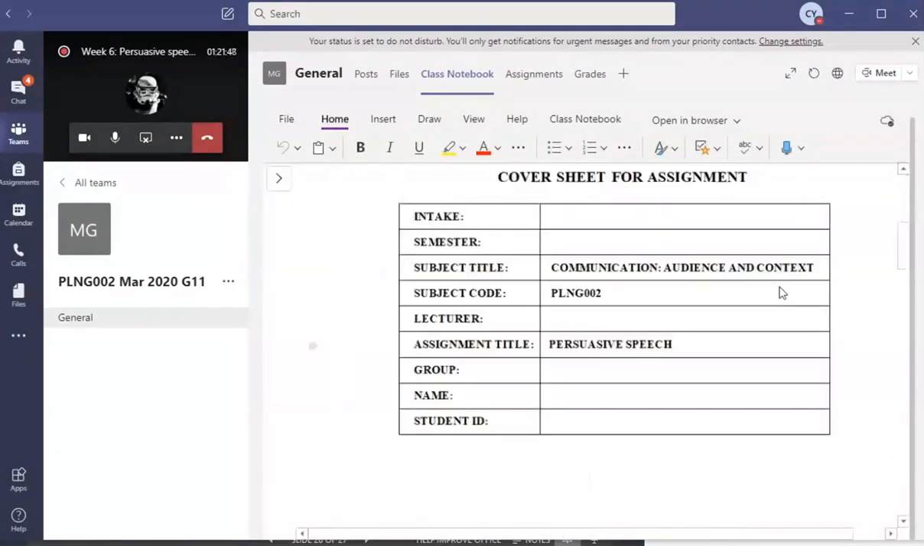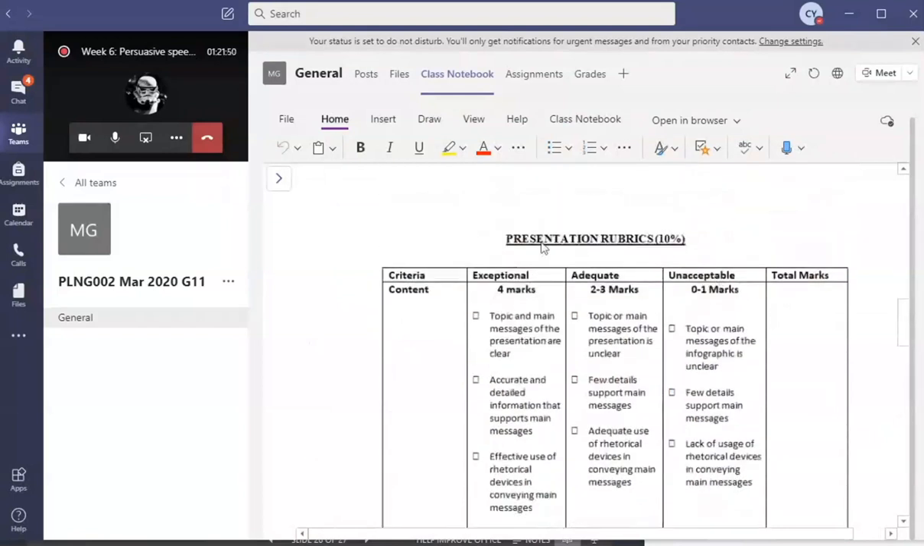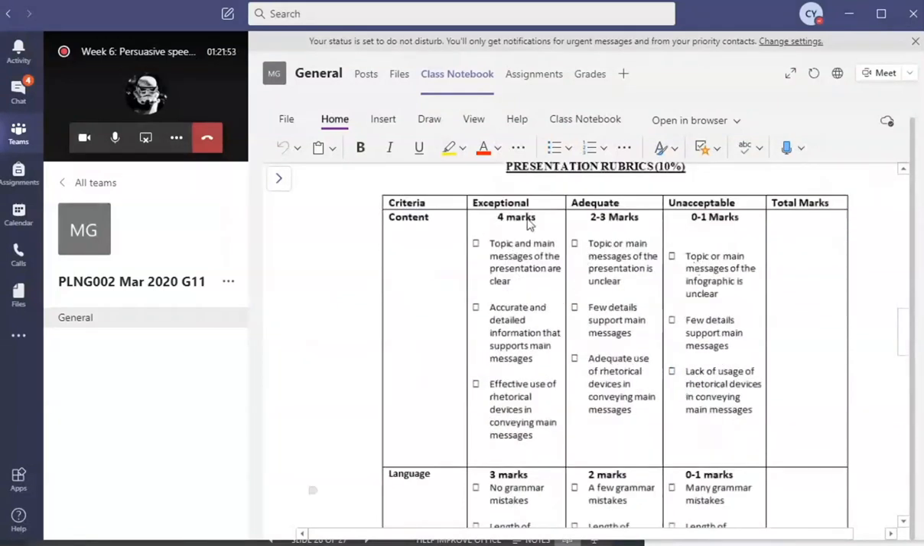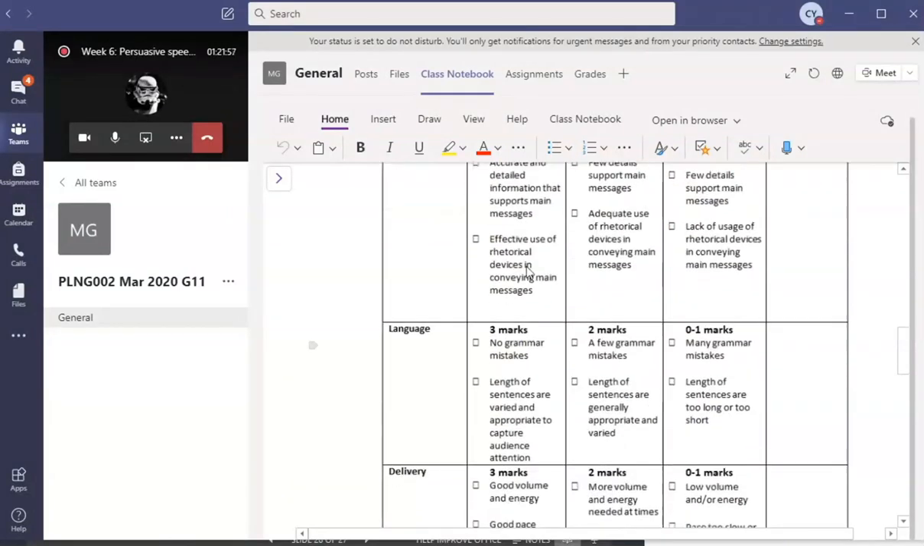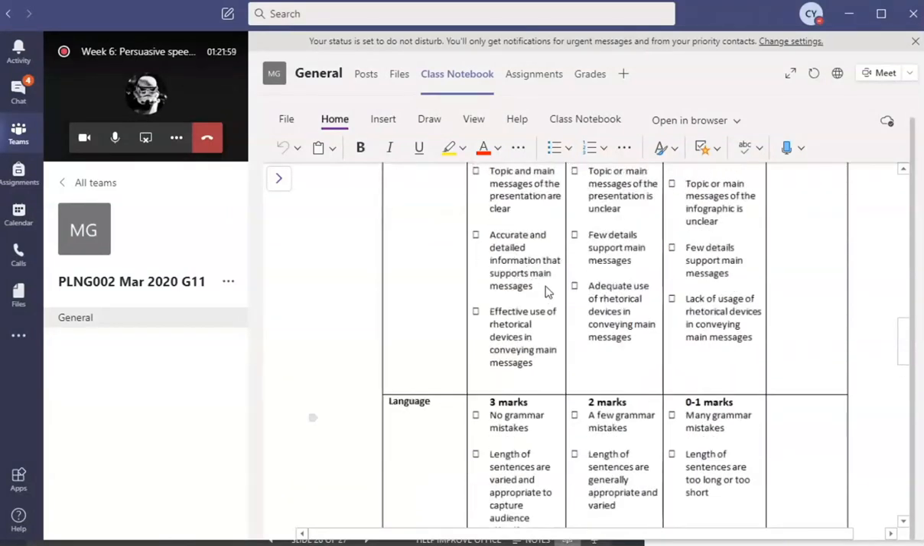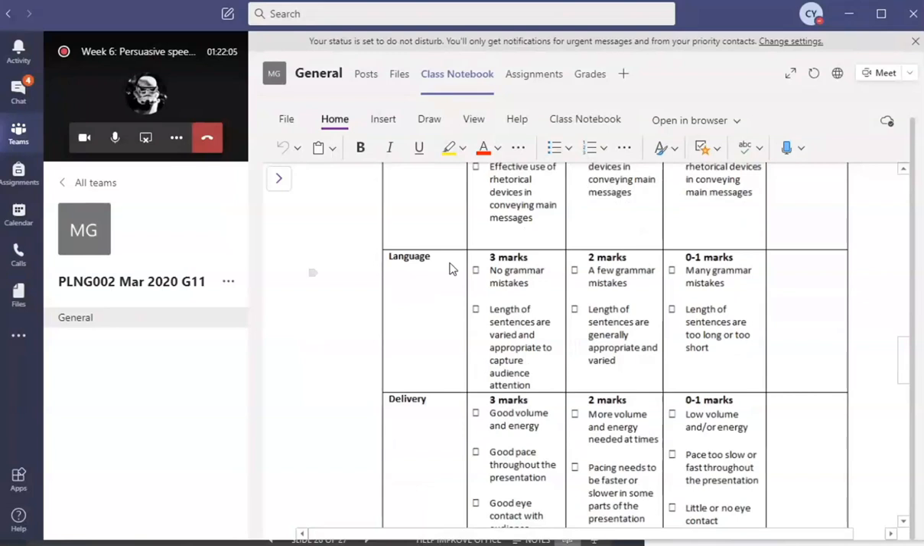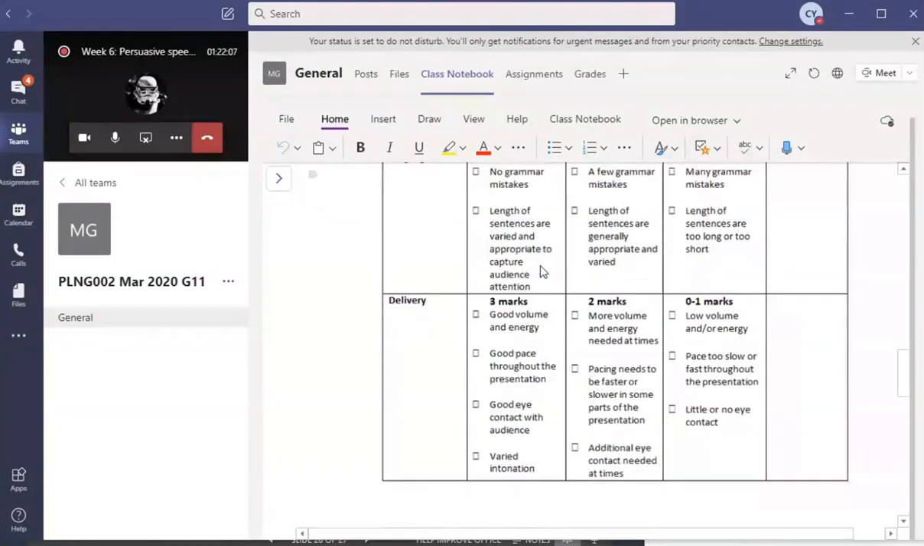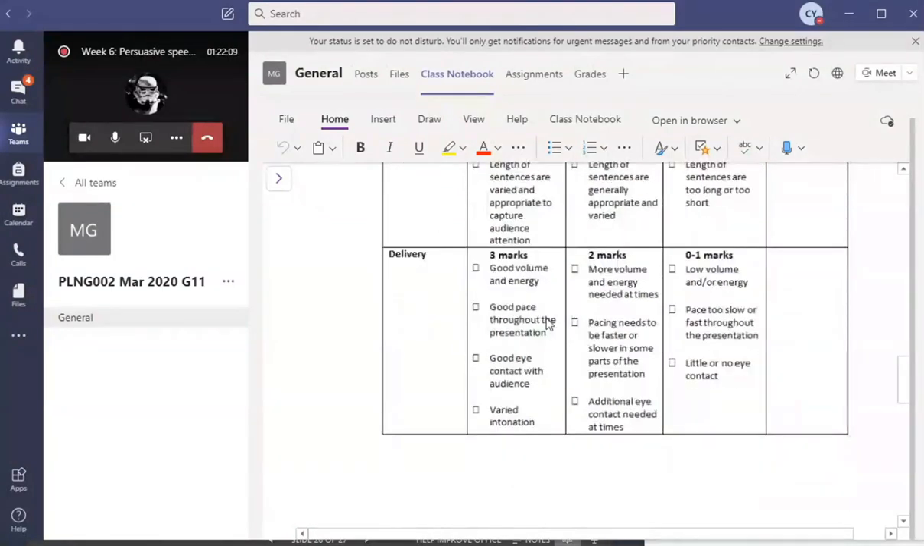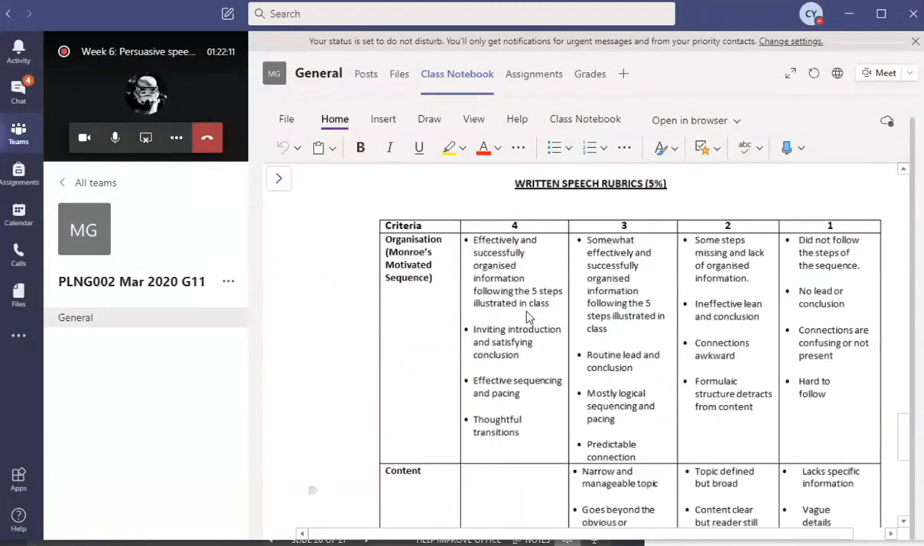This is a speech cover page. This is the presentation rubric. Your content is very important. The topic and main messages are clear, with accurate, detailed information that supports the main messages, and effective use of rhetorical devices. Remember ethos, pathos, and logos. Language covers grammar and all that. Delivery includes good volume, energy, good pace, good eye contact, and varied intonation. So this is the presentation rubric.